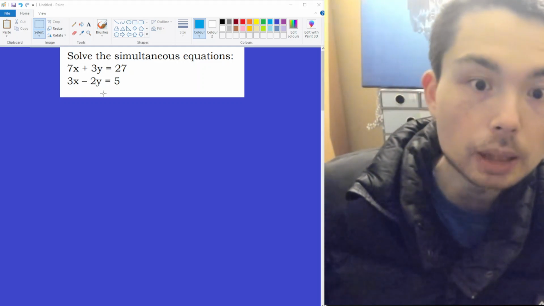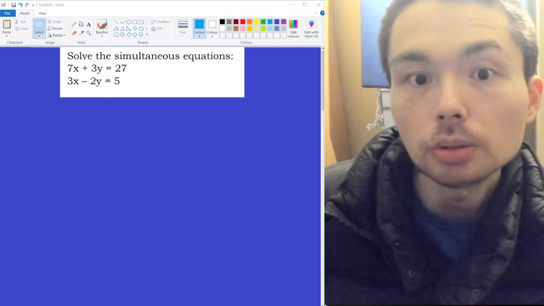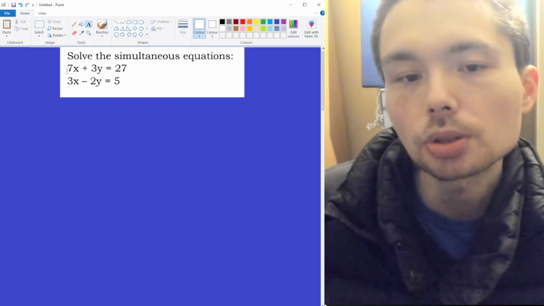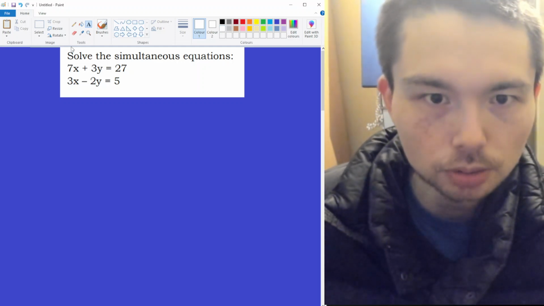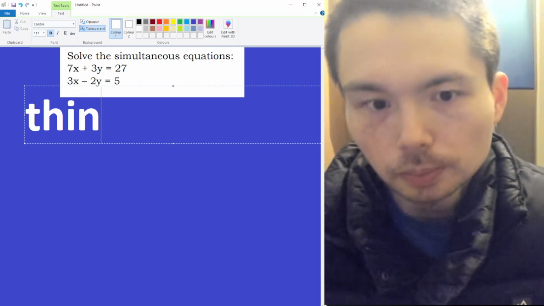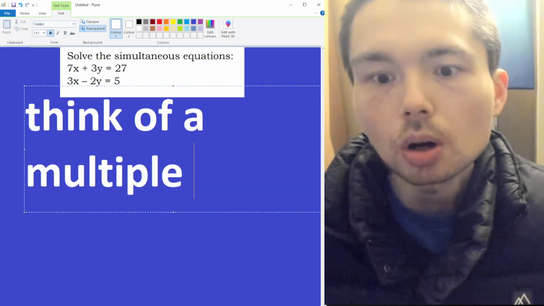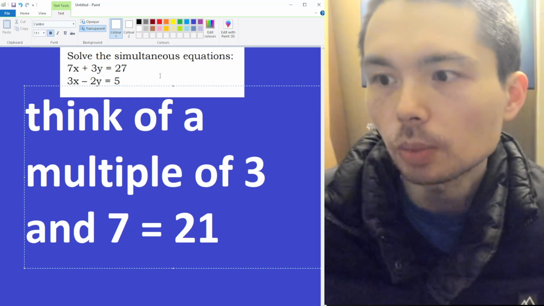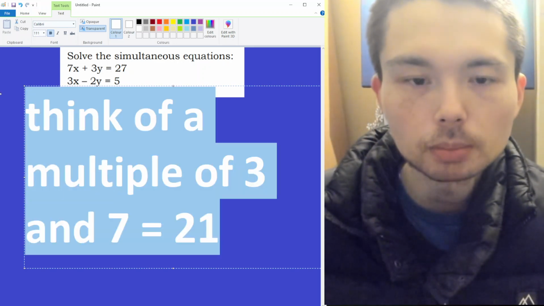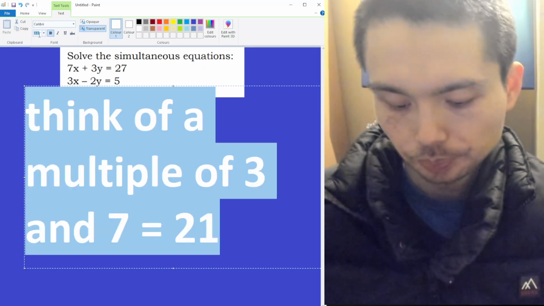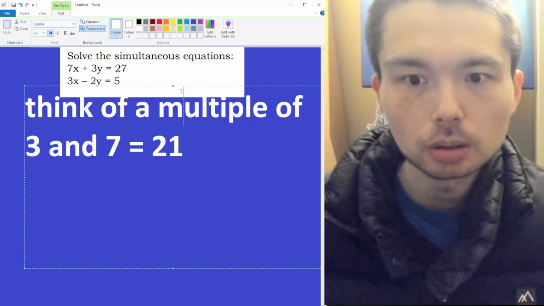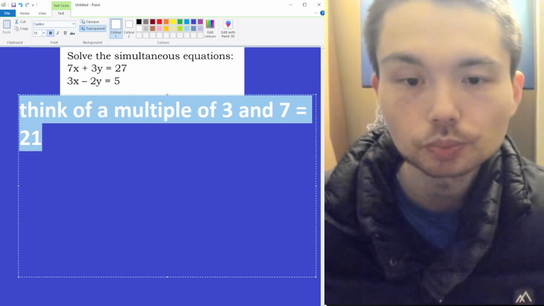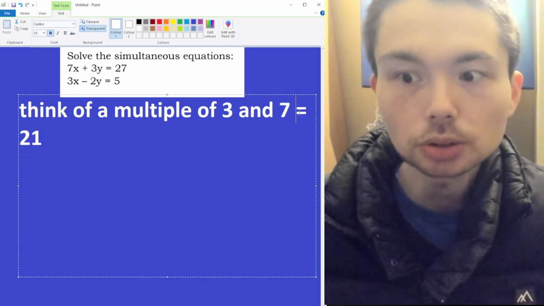Let's have a go. So the plan is to get rid of one unknown. Let's look at the top equation. Can you see we have 7x and 3x? We need to think of a multiple of 3 and 7. The multiple we pick is 21. Let me make the text a bit smaller. Okay, let's put that here. 21.